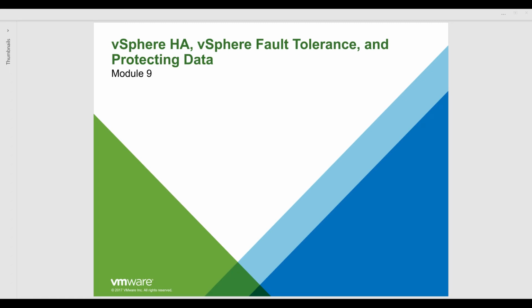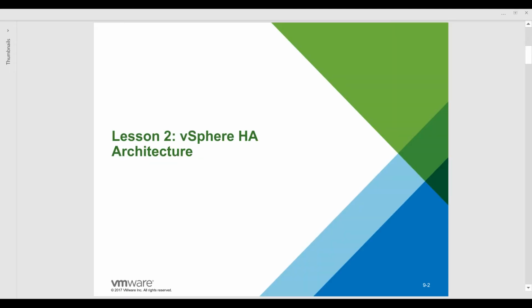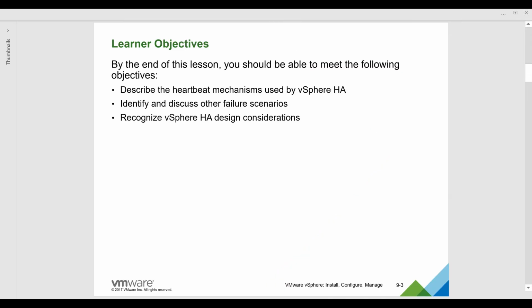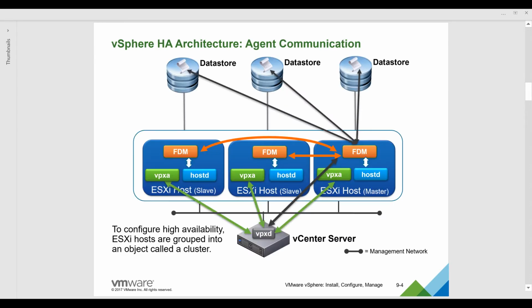Module 9, Lesson 2 is on the vSphere HA architecture. After this lesson, you can describe the heartbeat mechanisms used by HA, identify and discuss other failure scenarios, and recognize vSphere HA design considerations. The vSphere HA architecture on agent communication.